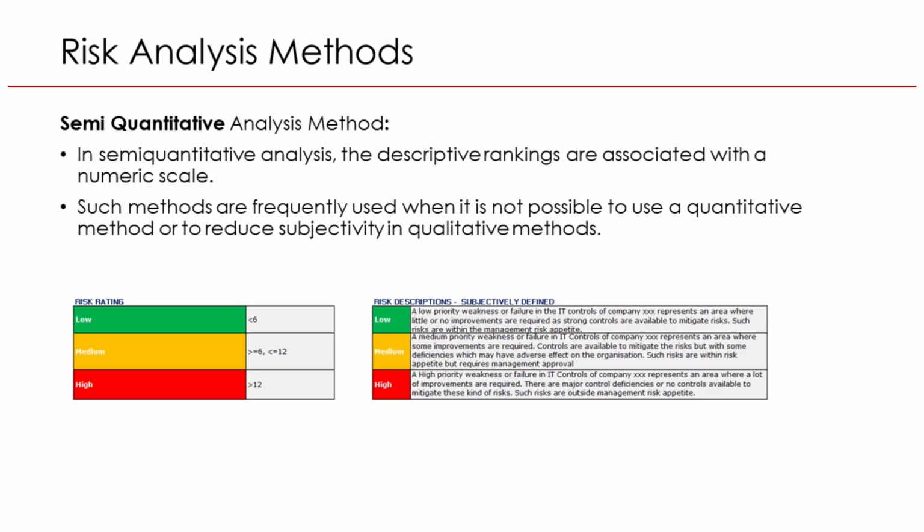This method is often used when exact data isn't available, but the organization still wants a more structured, less subjective way to rank risks than a purely descriptive approach. In summary, the semi-quantitative method combines the simplicity of qualitative analysis with the clarity of numerical scoring, helping organizations make more consistent, data-driven decisions about risk.